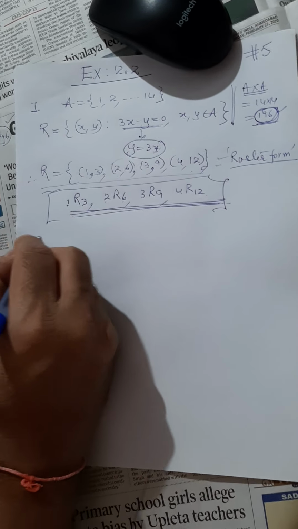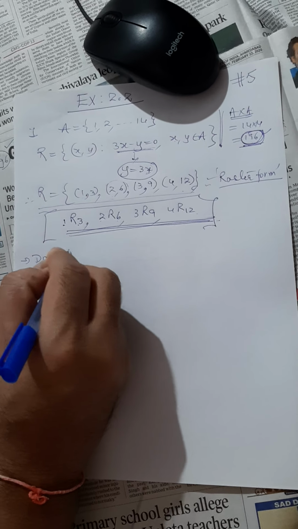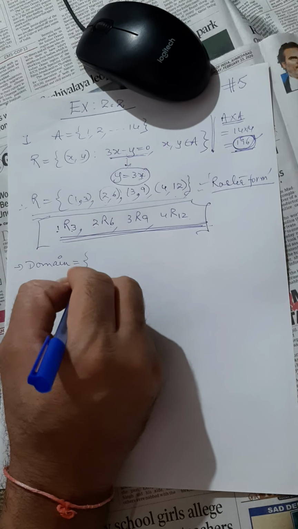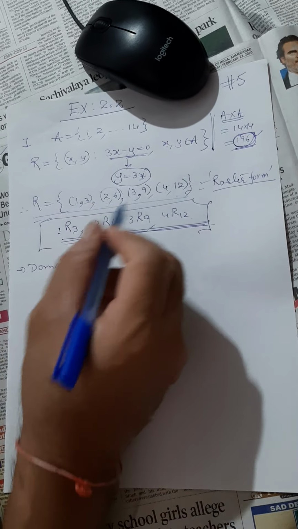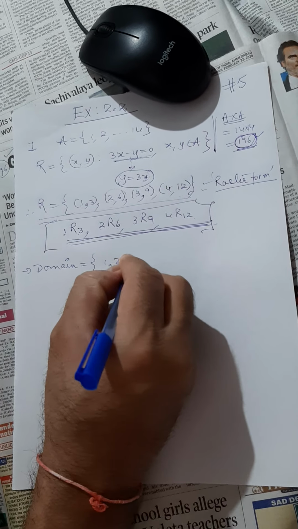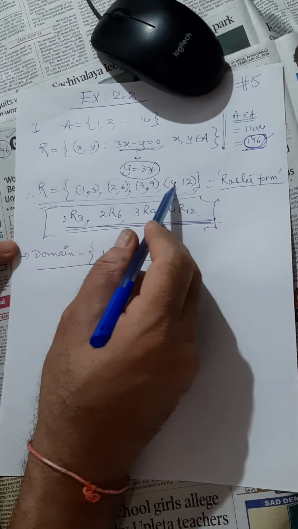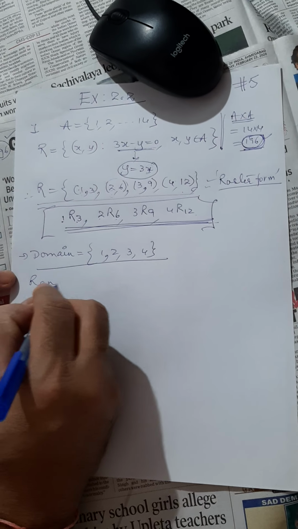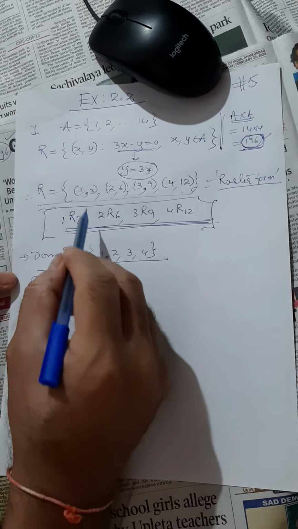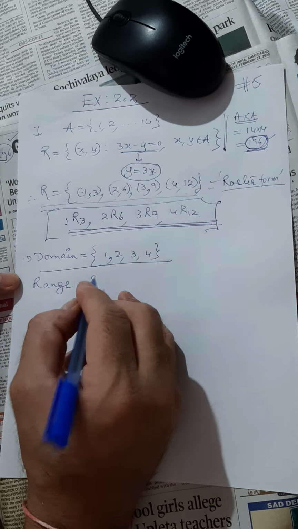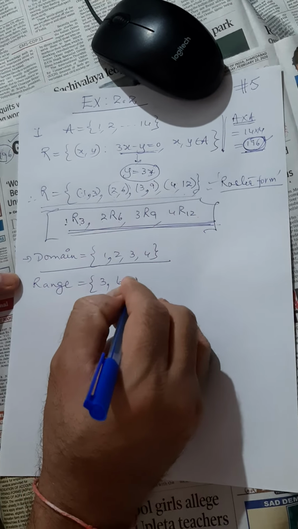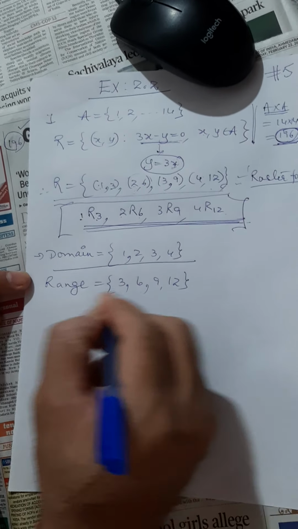Okay, now domain. What is the domain? All elements which are at the first place. So 1, 2, 3, 4, that's the domain. What's the range? All elements which are at the second place. 3, 6, 9, 12, that's the range.